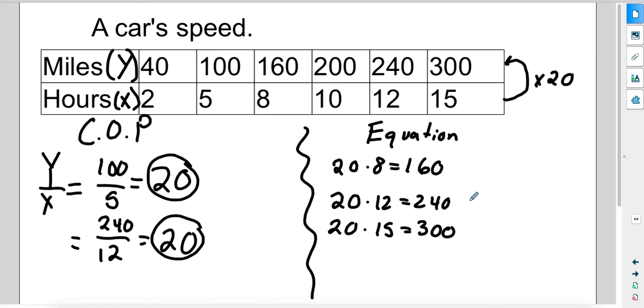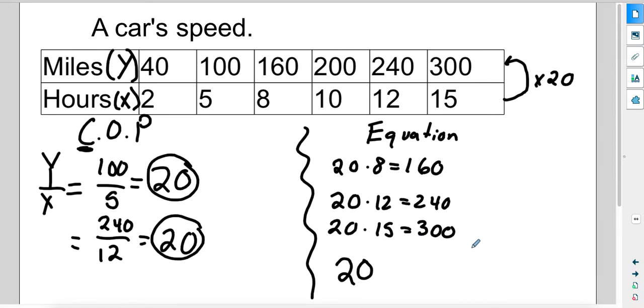If I'm trying to come up with my equation, I can see that my 20 stays stable. That doesn't change, which is true because it's my COP, my constant, meaning it doesn't change, my constant of proportionality. So in my equation, I'll just put my 20. Now the 8, the 12, and the 15, those represent the number of hours that I've been driving.